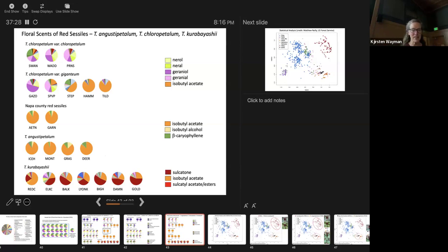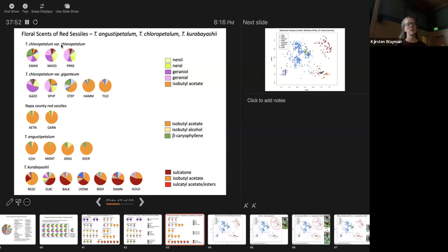The other parts of the pies are lots of other compounds in kirbyashii. So Trillium kirbyashii has the greatest complexity in its floral scent. It has the most compounds represented in its floral scent. So we can see that it does look quite a bit different from angustipetalum. And then if we go up here to chloropedilum, we see quite a bit of variation.